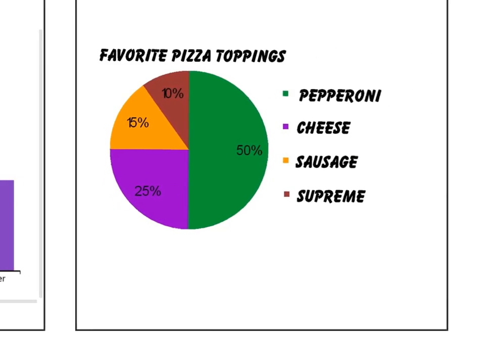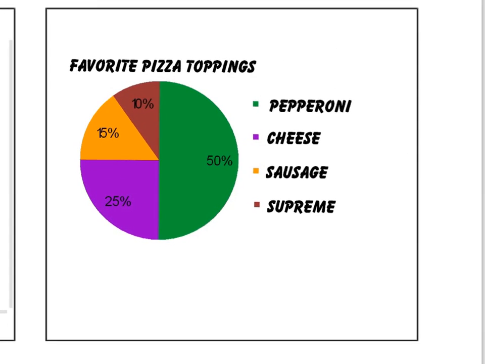Then finally we have our circle graph. Here, remember, a circle graph is the part out of a whole. So our title is telling us our favorite pizza toppings. The options are pepperoni, cheese, sausage, and supreme. Notice that there is a key here to let us know what the colors mean in our circle. Here it's easy to see that 50% of the people prefer pepperoni, whereas 25% like cheese, 15% like sausage, and 10% like supreme.